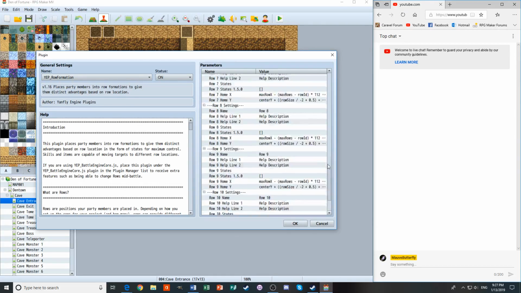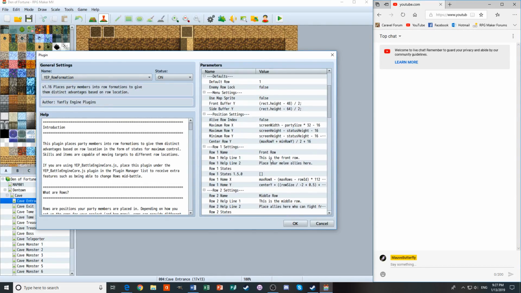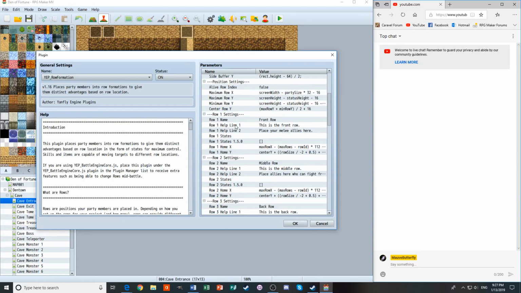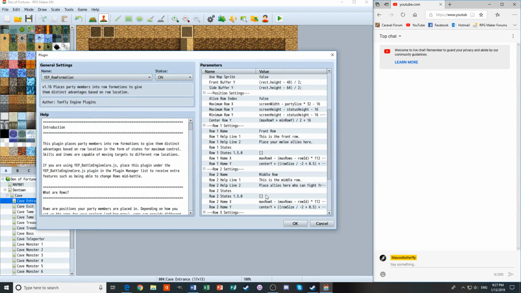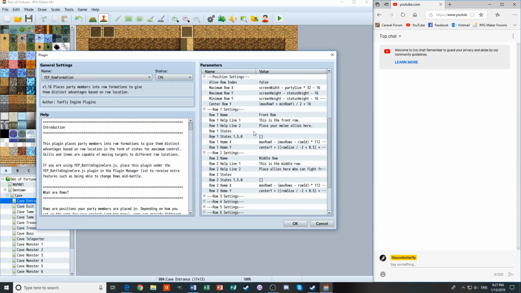extra details there. So what we're going to have, essentially, is we're going to be dealing with these first 2 rows. Actually, let's just get rid of all those. Okay. We're going to have these first 2 rows, and the way that we're going to implement these is that we're going to have states. And we're going to have, probably row 2 will have a state which makes you take less melee damage or even makes you immune to melee damage.